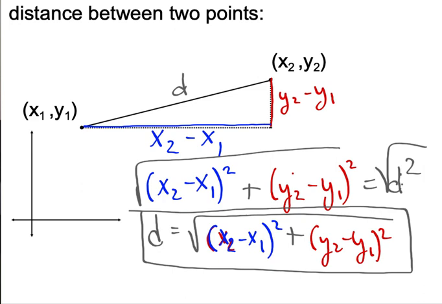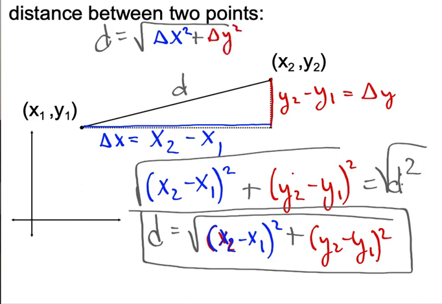Now I do have a simplified version of the distance formula that I will often use, using delta notation. Delta x, meaning the change in x, is x2 minus x1, and delta y is y2 minus y1. This can give you a simplified distance formula of the square root of delta x squared plus delta y squared.